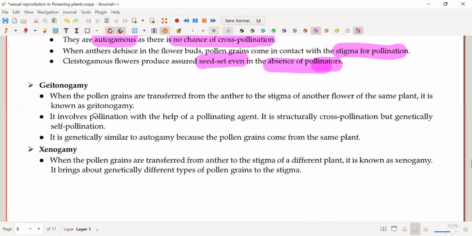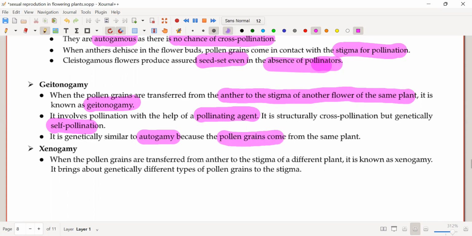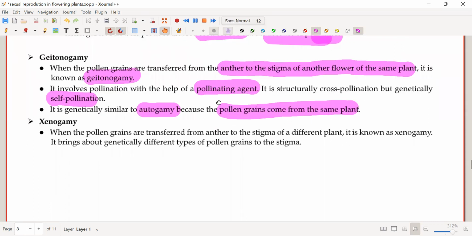Geitonogamy. When the pollen grains are transferred from the anther to the stigma of another flower of the same plant, it is known as geitonogamy. It involves pollination with the help of a pollinating agent. It is functionally cross-pollination, but genetically self-pollination. It is genetically similar to autogamy because the pollen grains come from the same plant.